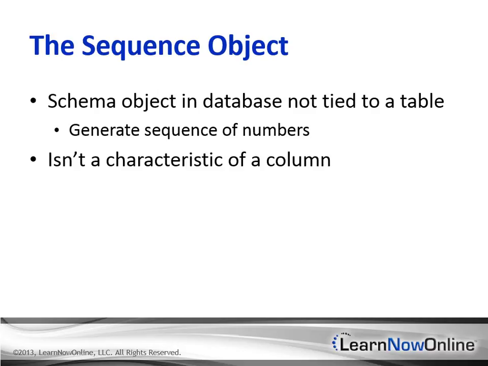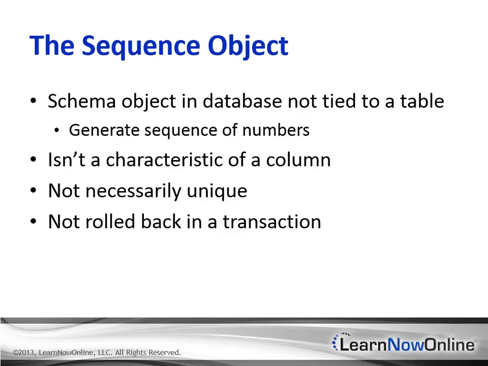Unlike identity, a sequence isn't a characteristic of a table column, so a column that uses sequence values is not automatically protected from change as identity values are. Sequence numbers are not necessarily unique, particularly if the sequence cycles back and restarts. So if you need to enforce uniqueness for a column, then you'll need to put a uniqueness constraint on that column. Sequence values used during the course of a transaction are not rolled back if the transaction does not commit, which means that you could end up with gaps in the used sequence numbers.